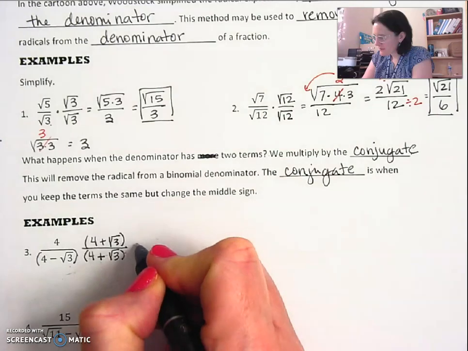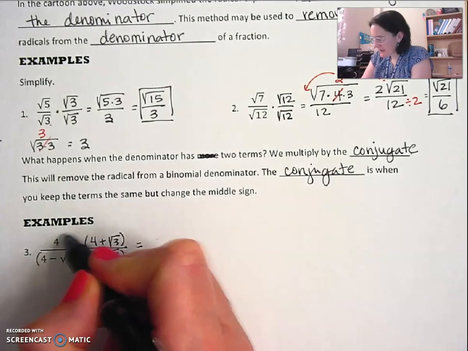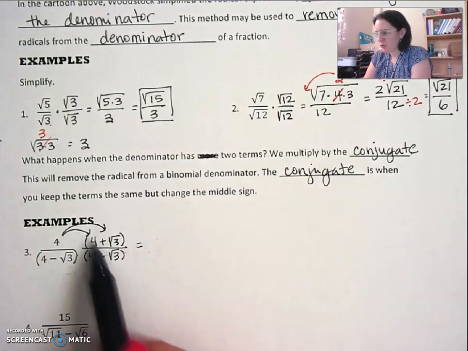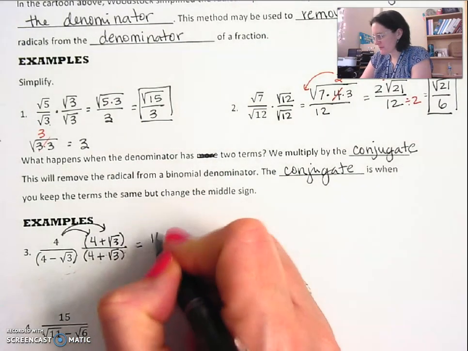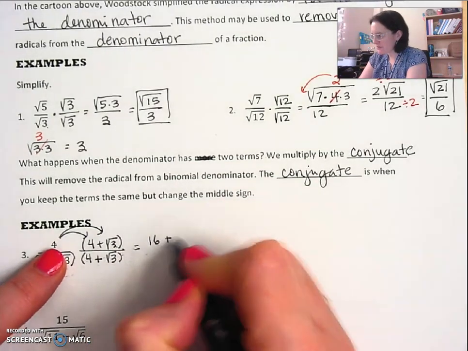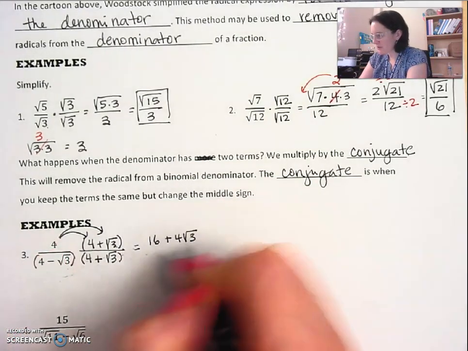So in the numerator, that is going to be a distributive property. 4 times 4 is 16. 4 times radical 3 is positive 4 radical 3.